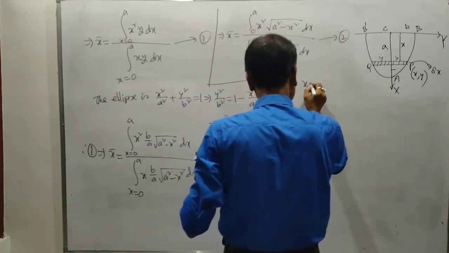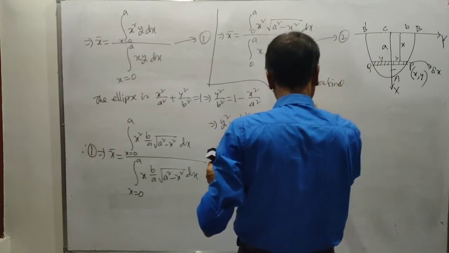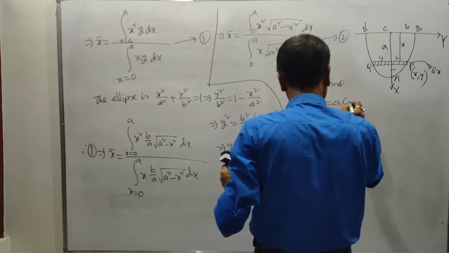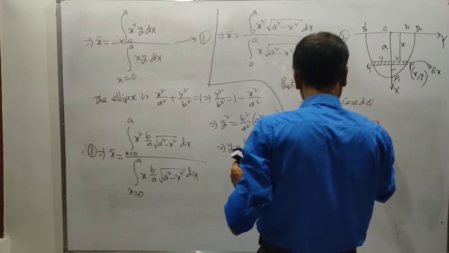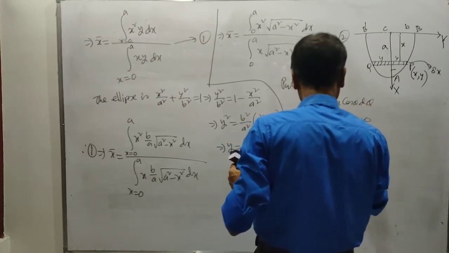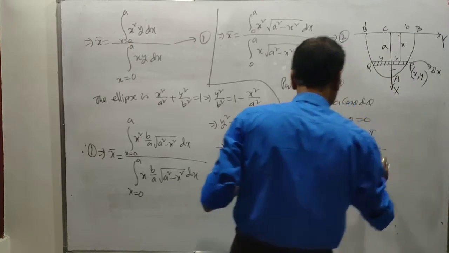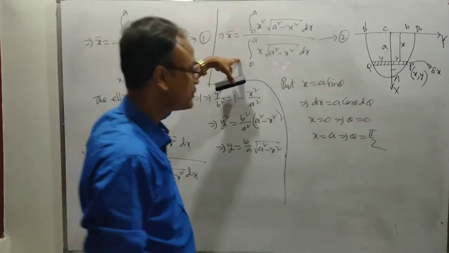Put x is equal to a sin theta. This means dx equal to a cos theta d theta. x equal to 0 means theta is equal to 0. x is equal to a means theta is equal to pi by 2.